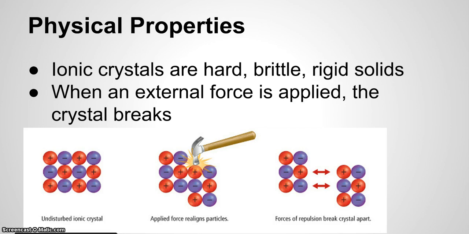Ionic crystals are hard, brittle, and rigid solids, which means when an external force is applied, the crystal breaks. If you hit a crystal with a hammer, it's going to shatter because what you can see here is when you hit it, you're actually putting like charges next to each other, and like charges repel, causing that crystal to break apart rather than to bend like other compounds can.